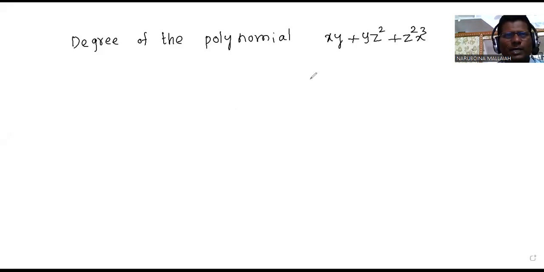Degree of the polynomial xy plus yz square plus z square x cube, right? So here three terms are there, so this is called a trinomial. We have to find the degree of each term separately. The degree of the first term is 2 because the index of x is 1, the index of y is 1. So 1 plus 1, 2.